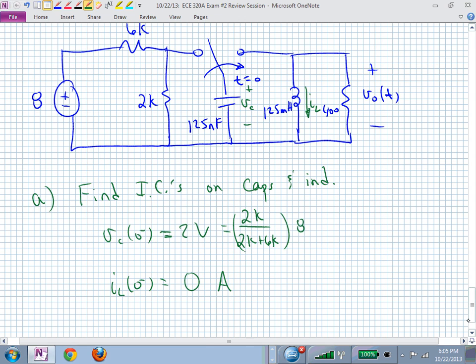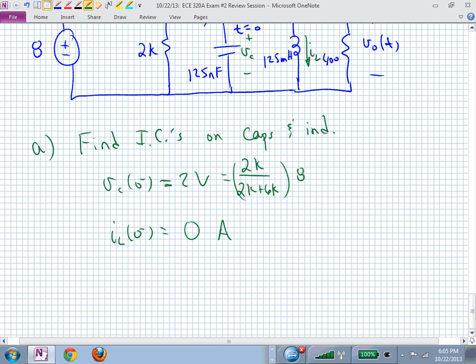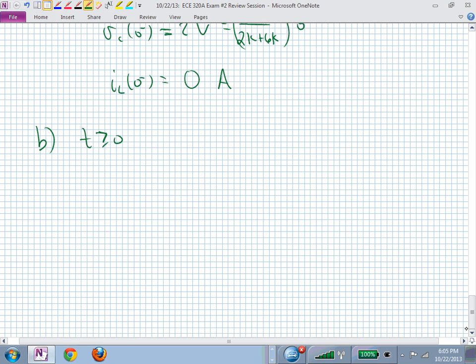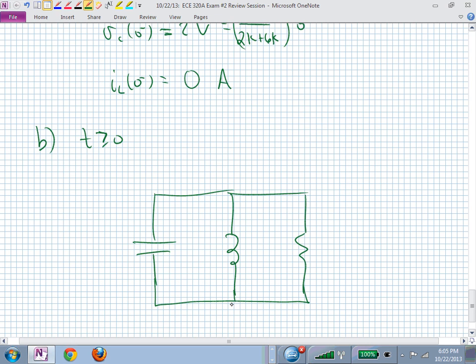And I would probably redraw the circuit since it looks a little complicated right now with all of those switches. I would say, okay, part B, let me redraw the circuit for time non-negative, and that's really just going to be the capacitor, the inductor, and the resistor.